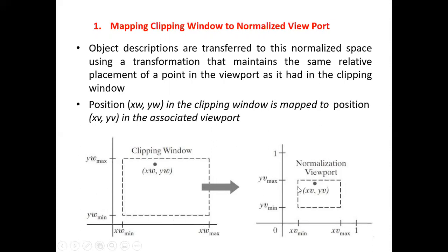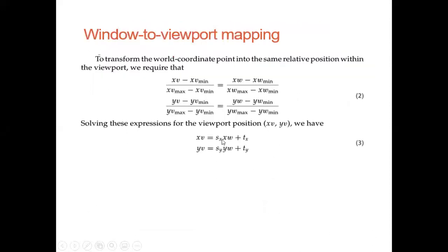Reducing the size of the window is called scaling, and the point is moved from this particular point to this point, so that means it is translation. So mapping of window to viewport is actually scaling and translation. That is why along the x-axis we take scaling factor sx and translation factor tx. Along the y-axis we take scaling factor sy and translation factor ty.